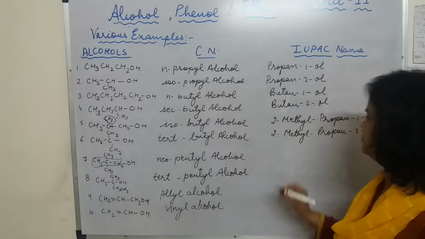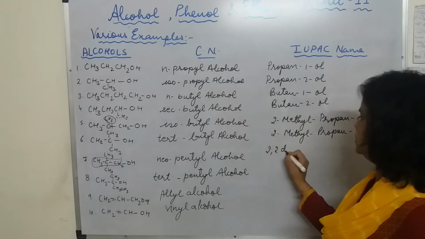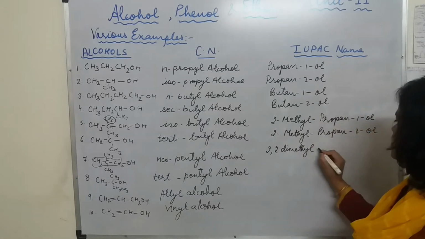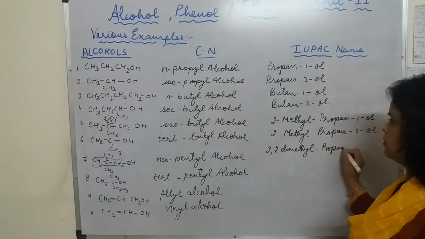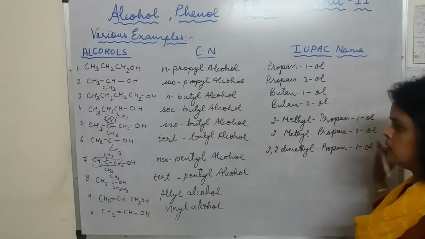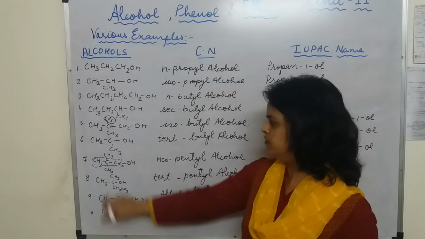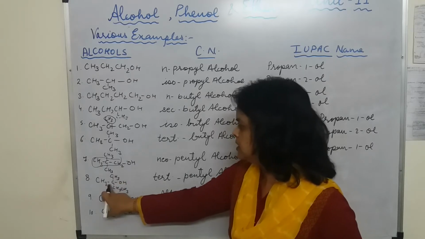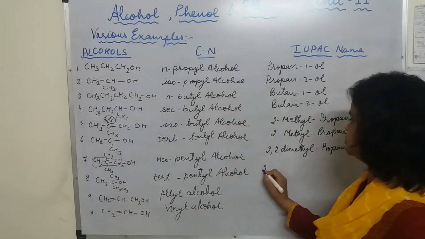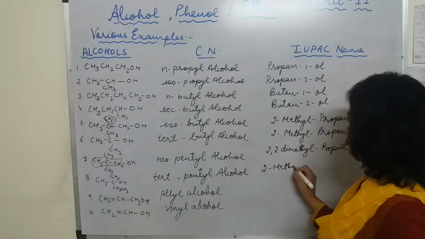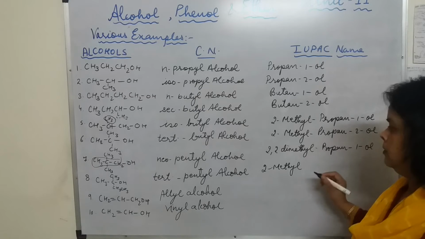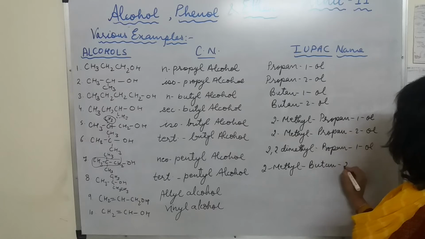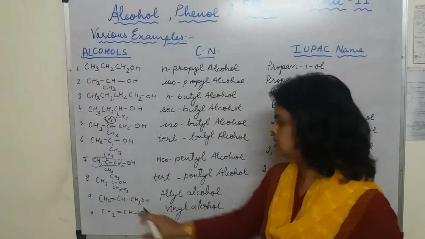Okay. Now here this will be the longest chain. So what is the name of this compound? 2,2-dimethyl propane 1-ol. Okay, because OH group is attached to the first one. Now here when we take this carbon chain as the longest one, then this methyl will be present on the second carbon. So 2-methyl butane 2-ol.